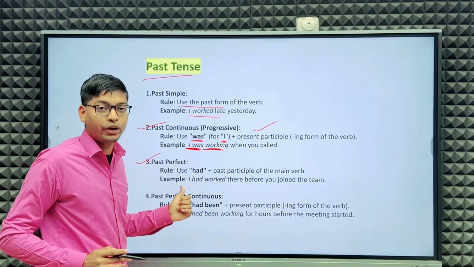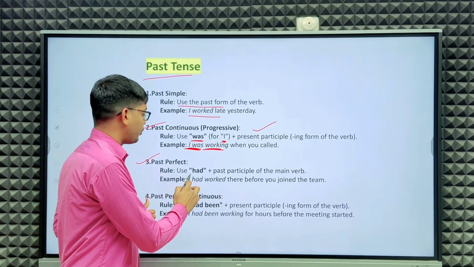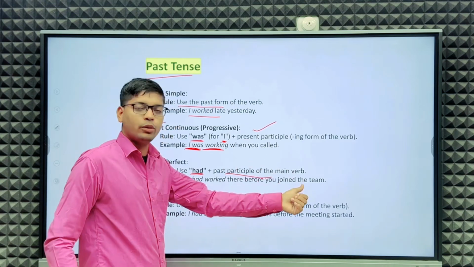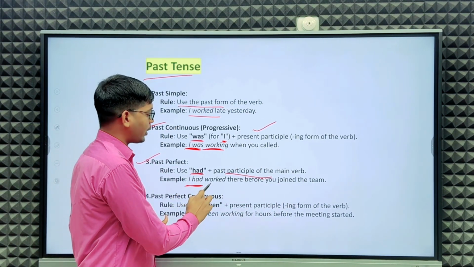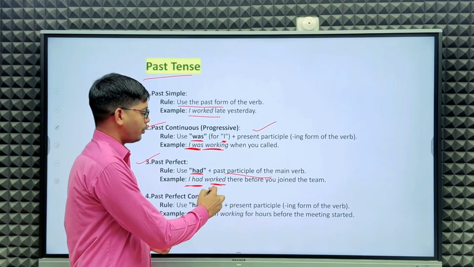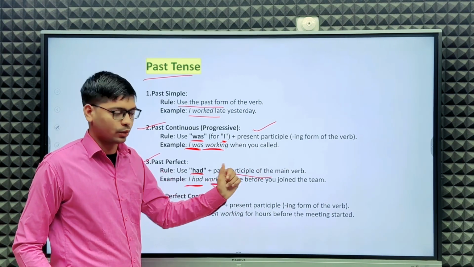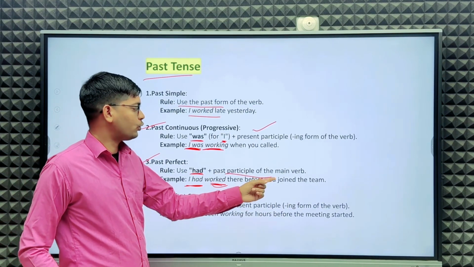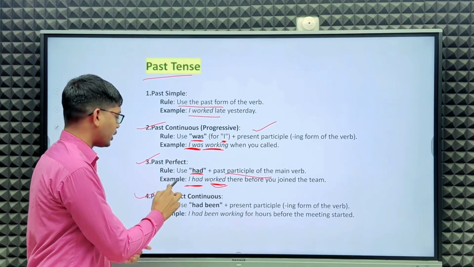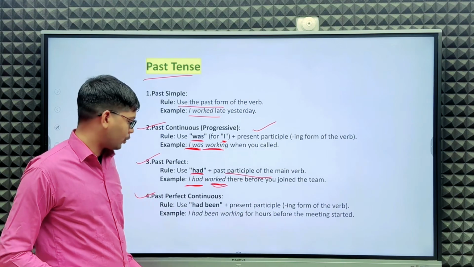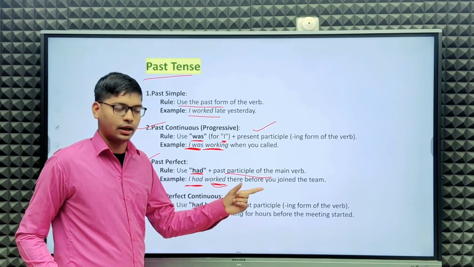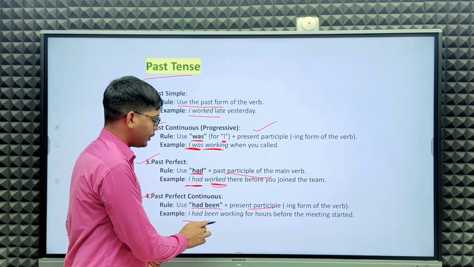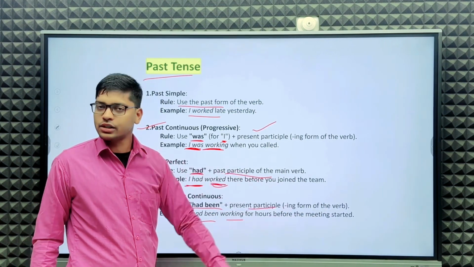Next, past perfect. In past perfect tense, we have to use "had" with "I", plus the past participle of the main verb. I had worked before you joined the team. Next, past perfect continuous tense: you have to use "had been" with "I", plus the present participle, the -ing form of the verb. I had been working for hours before the meeting started.